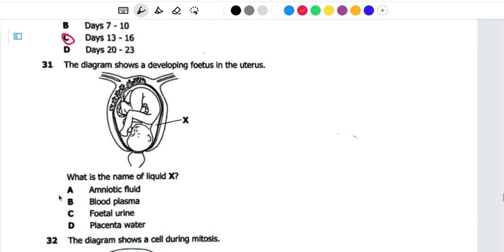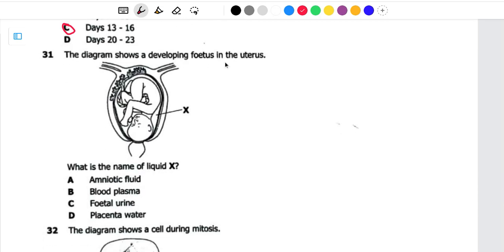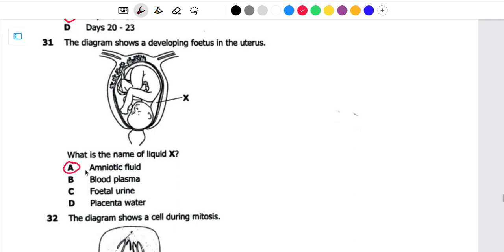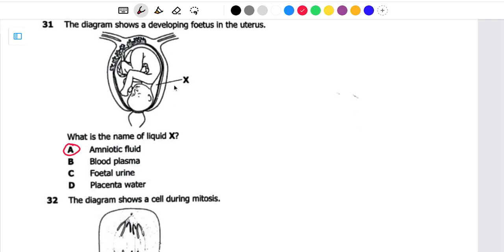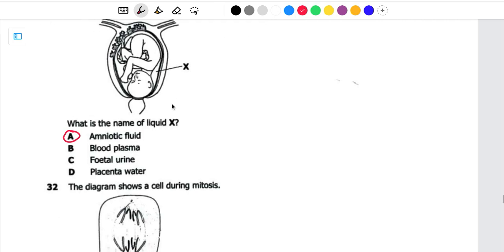Then question 31 is saying the diagram shows a developing fetus in the uterus. Then X is representing what? What is the name of the liquid X? Liquid X is called amniotic fluid. So the function of amniotic fluid is to prevent the baby from mechanical damage or mechanical shock.